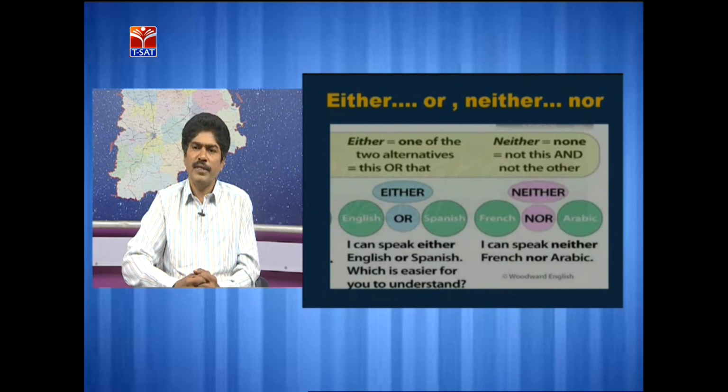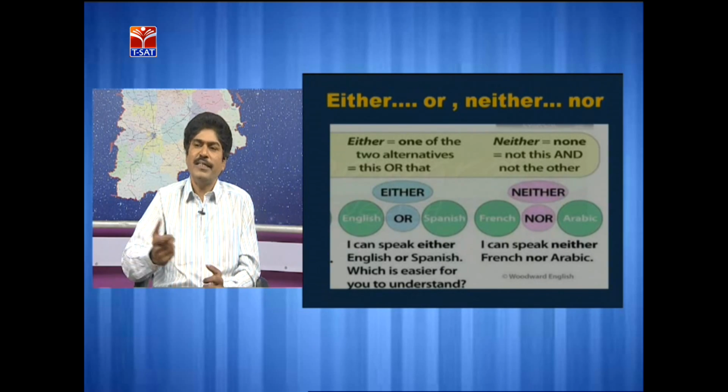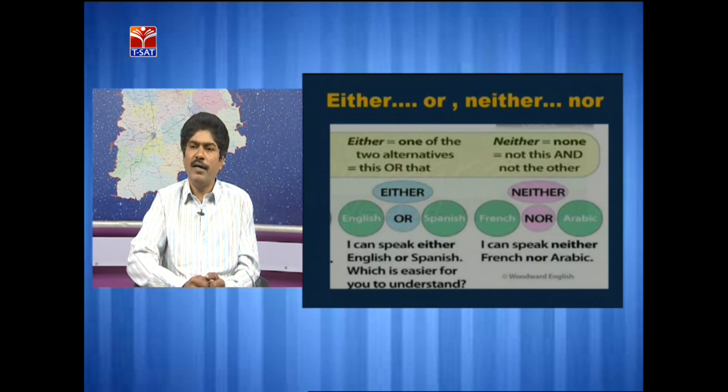Either or, neither nor. Either means one of the two alternatives, this or that, English or Spanish. I can speak either English or Spanish, whichever is easier for you to understand. We provide two choices here. In the same way, not this or that. I can speak neither French nor Arabic. I can't speak French, I can't speak Arabic. I state I can speak neither French nor Arabic.